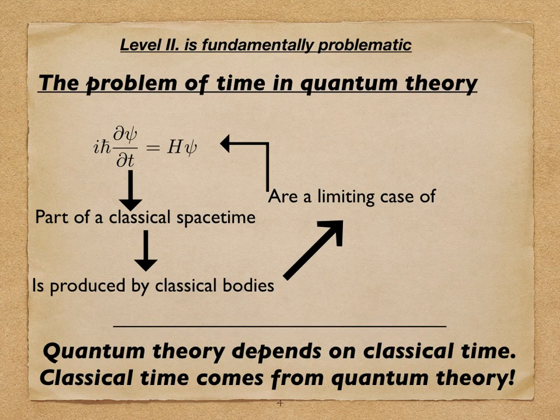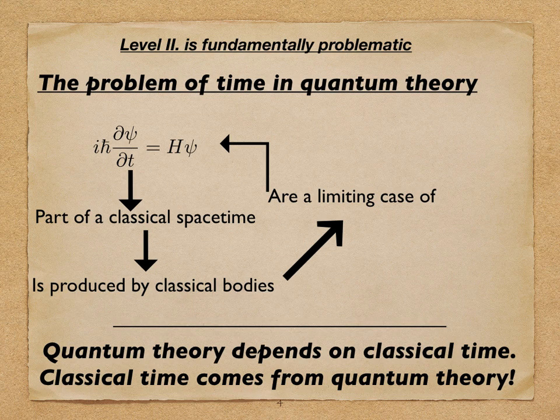So we come back to level 2. We spend a lot of time understanding it. Here matter is quantum, spacetime is classical. I say that level 2 is fundamentally problematic. It is incomplete. Of course, quantum theory lives on a classical spacetime. It works extremely well, but there's a deep issue there, which is what I want to talk about today. And that's what I mean by the problem of time in quantum theory.